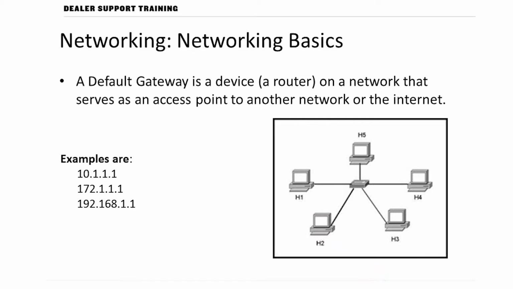A default gateway is a device, such as a router, on a network that serves as an access point to another network or the internet. Some examples of this are 10.1.1.1, 172.1.1.1, or 192.168.1.1. Again, the 192 is going to be your most commonly seen gateway, as those are generally the ones that are used in most residential or consumer-based routers.